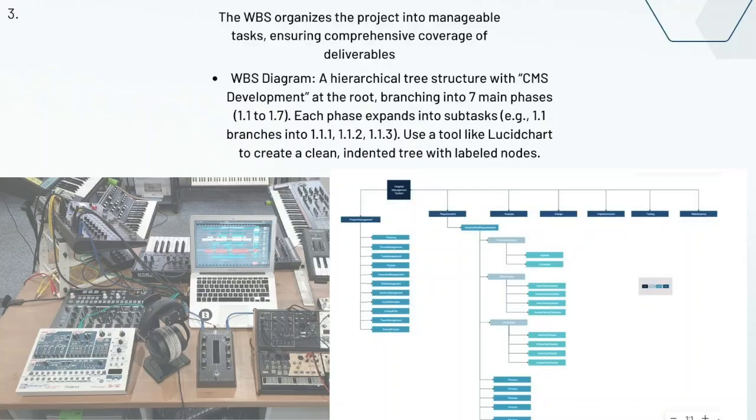At the top, we have CMS development, which branches into 7 main phases, including project initiation, requirements analysis, system design, development, testing, deployment, and training and support. Each phase is further divided into specific tasks. For example, under development, we have modules like patient records, appointment scheduling, billing, and analytics. The hierarchy structure created using tools like those charts keeps our team focused and ensures comprehensive coverage of all deliverables.